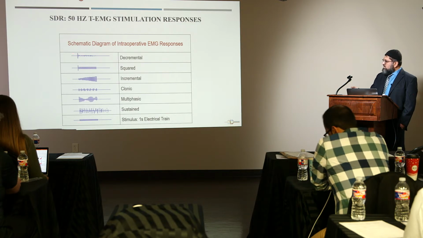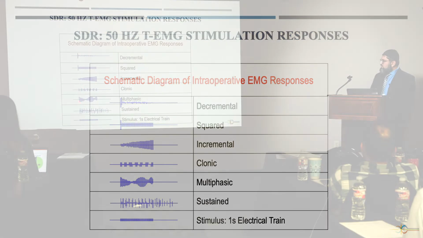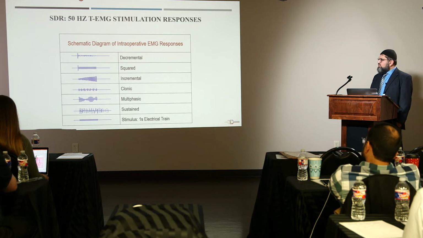If you see the response decreasing in size, that's called decremental, it's normal, or if it's a square wave, it's normal. Those are the two normal responses we see. But if the responses are getting bigger in size, they're incremental, those are abnormal responses. If they're clonic, you have a response, you don't have a response, or they're multiphasic, or sustained like train activity. So those 4 are abnormal responses, and we are looking for those 4.